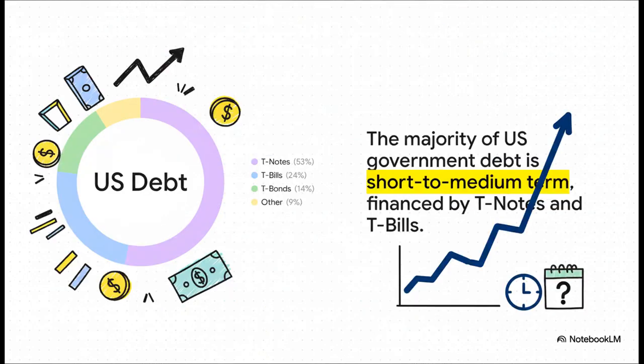And when you look at how it all breaks down, it's actually pretty striking. The vast majority of government debt is not long-term. More than 3/4 of it has to be repaid and reborrowed in under 10 years. And that reliance on short-term borrowing has some pretty major consequences.